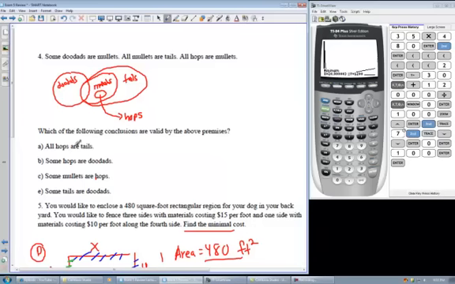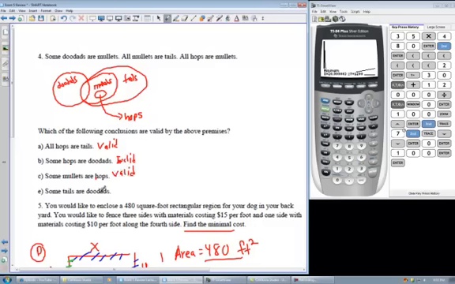So all hops are tails. All right, well, here's the hops, and certainly they're all inside the tail, so I think this is valid. All right, and then the next one says some hops are doodads. Well, here's the hops, but it doesn't look like they necessarily overlap the doodad, so this is an invalid conclusion from my assumptions. All right, invalid. And then some mullets are hops. Well, here's some mullets. And here's hops. Yeah, certainly, right? Hops is contained in the mullet circle. So some mullets are hops. So that's a valid conclusion.